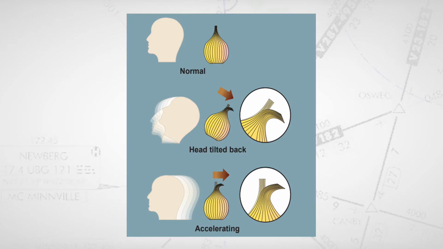Without visual references, it is impossible for the pilot to tell if the hairs in the otolith organs are being deflected due to a change in your head's position or due to the forces of acceleration or deceleration. This means you may feel like you're tumbling backwards when in reality you're just speeding up.